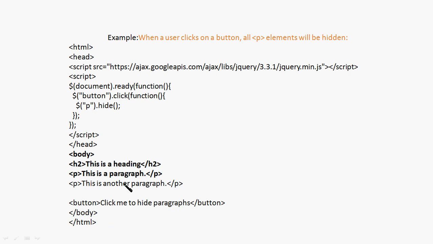And inside the HTML code, you see that this is a paragraph, this is another paragraph in the P, and there is a button. Okay, on clicking this button, the paragraphs like this is heading, this is paragraph, this is another paragraph, these statements will be hidden. This is a simple example that shows the usage of a jQuery function.